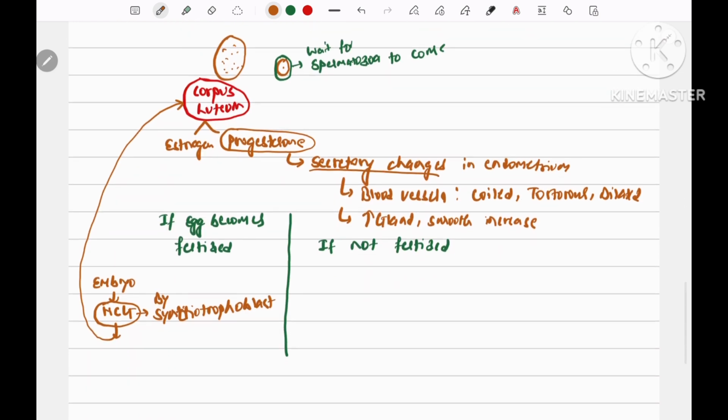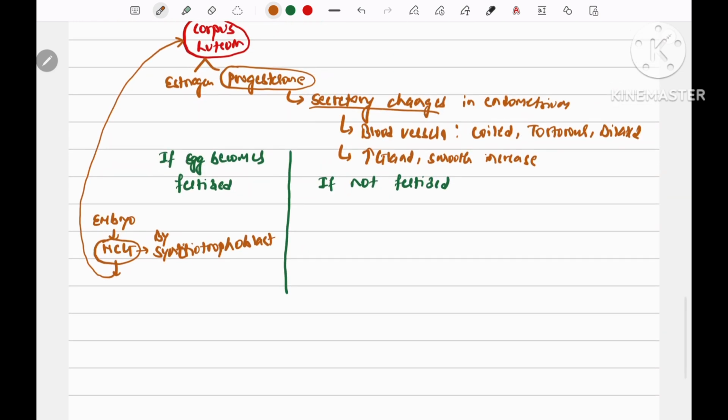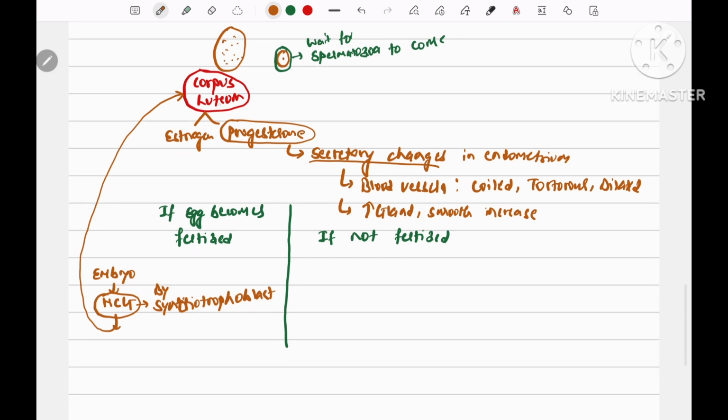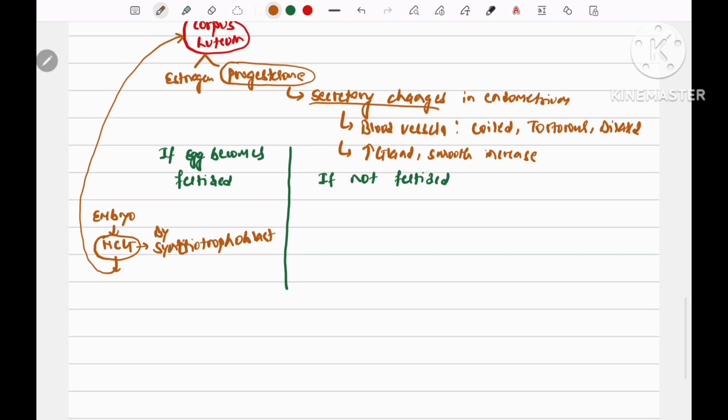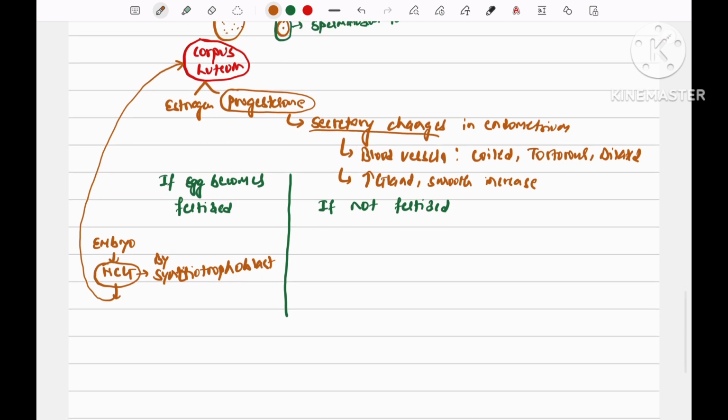But if there is no HCG, then this corpus luteum will think that there is no message from HCG. Okay, so I will let my production down, and in a few days, around after 21 days, the production of progesterone and estrogen by the corpus luteum decreases. So if the egg is fertilized, it will produce HCG and the corpus luteum will remain as it is. But if the egg is not fertilized, there will be decreased production of progesterone and this corpus luteum will start to die. Now this corpus luteum becomes atretic.